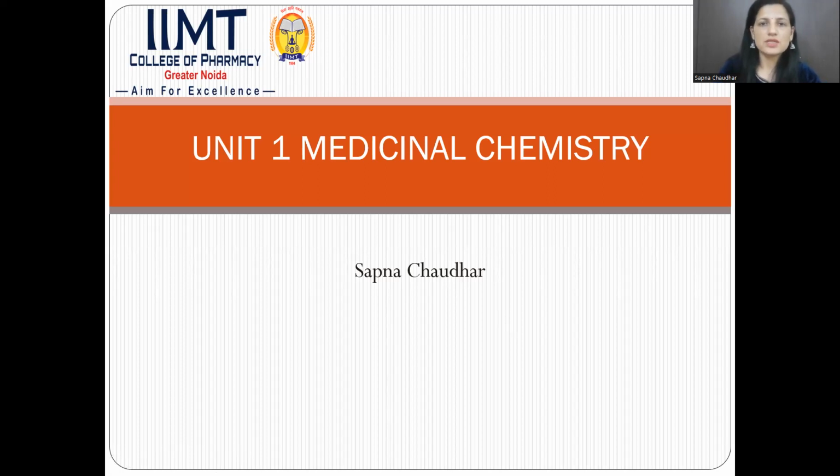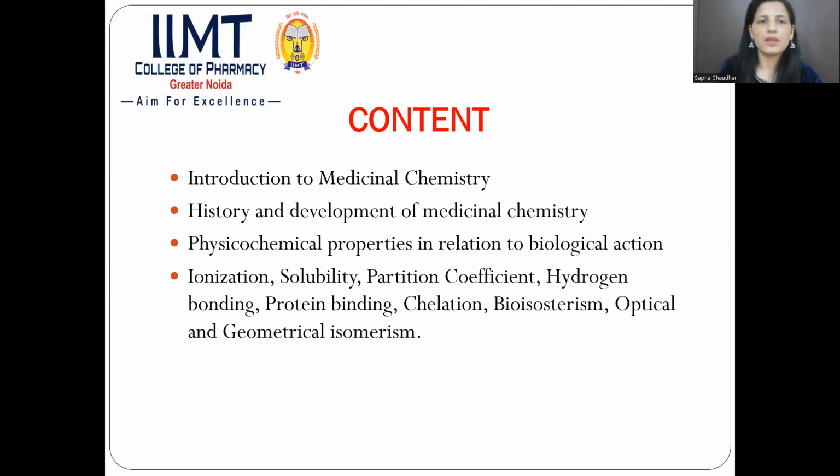Today, we are going to discuss unit first of the subject medicinal chemistry in B Pharma fourth semester. There are various topics included in unit first. The first topic is physicochemical properties in relation to biological action, then history and scope of medicinal chemistry, and the next is drug metabolism, that is phase 1 and phase 2 metabolism, and next is factors affecting drug metabolism. So the first point included in this syllabus is drug physicochemical properties in relation to biological action.